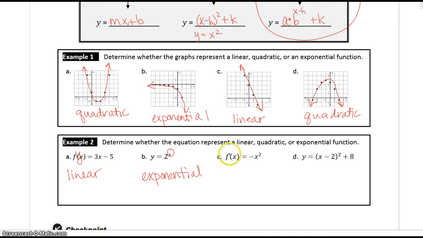C, f of x, or remember that's y, equals negative x squared. Okay, this is different from B, because in B, the exponent is x, in C, the exponent is 2. Remember, a quadratic has a degree, or highest exponent, of 2. So this is a quadratic. And D, y equals (x minus 2) squared plus 8. Again, the degree, or highest power, is 2, making it a quadratic.